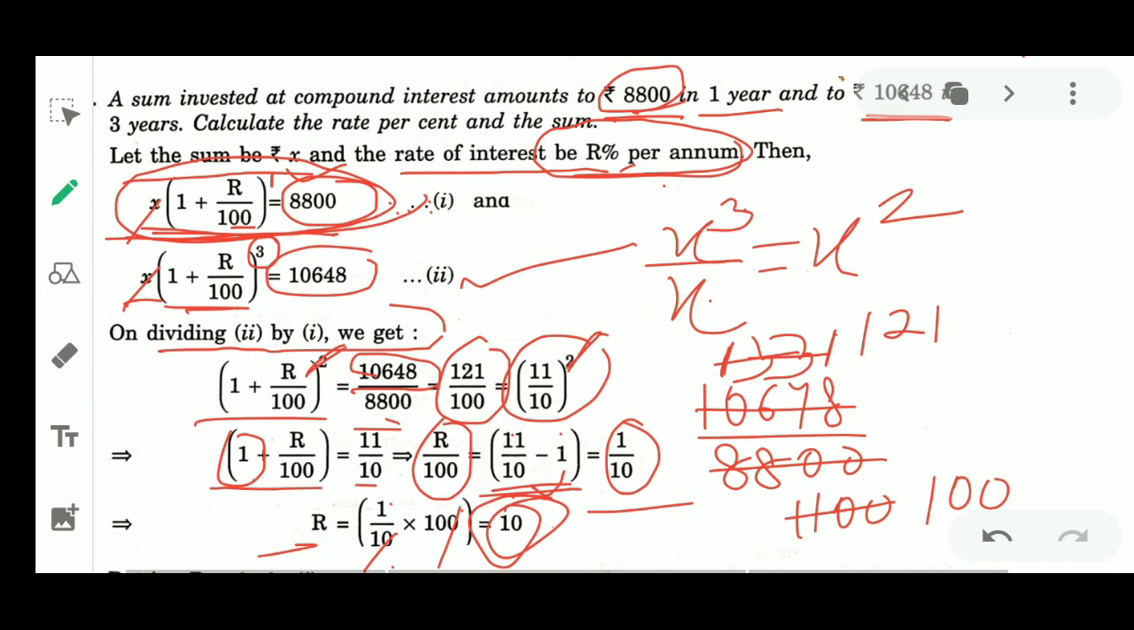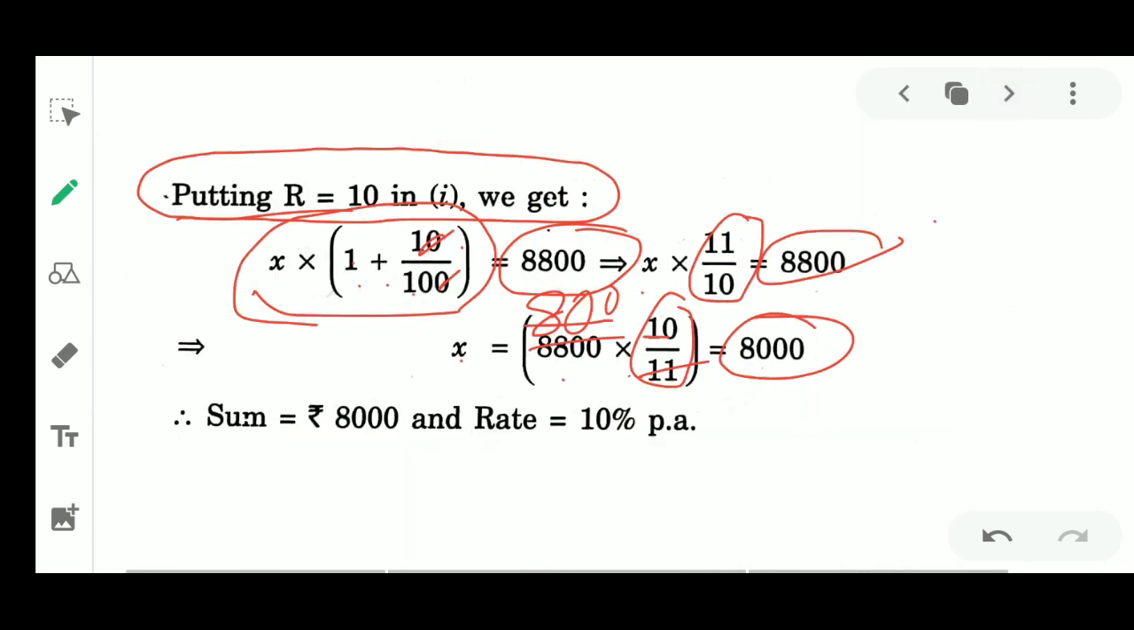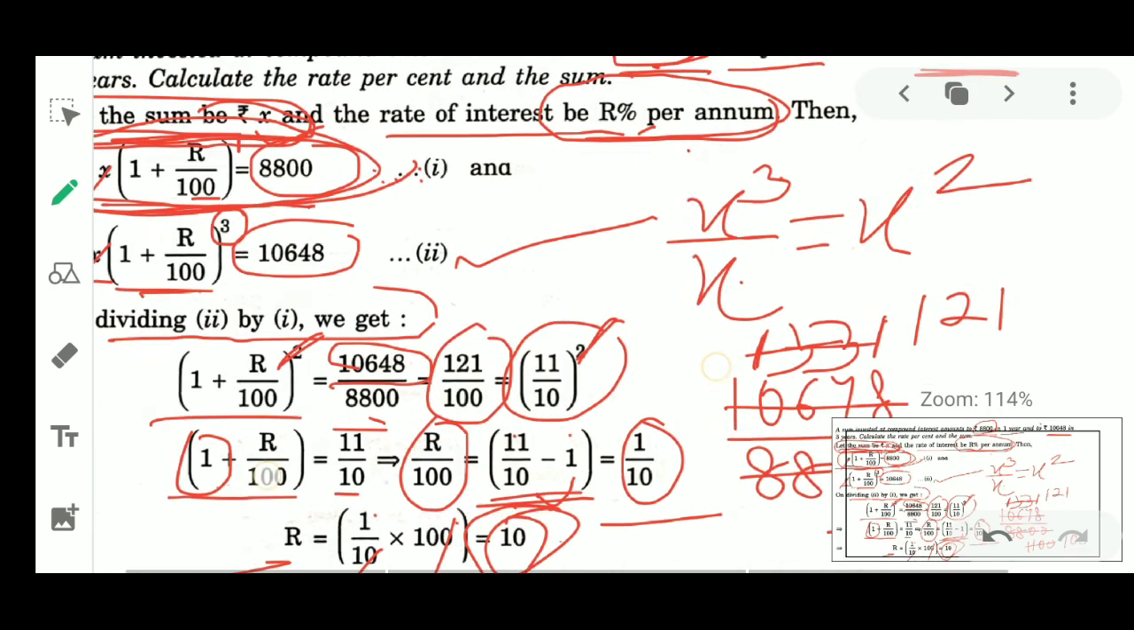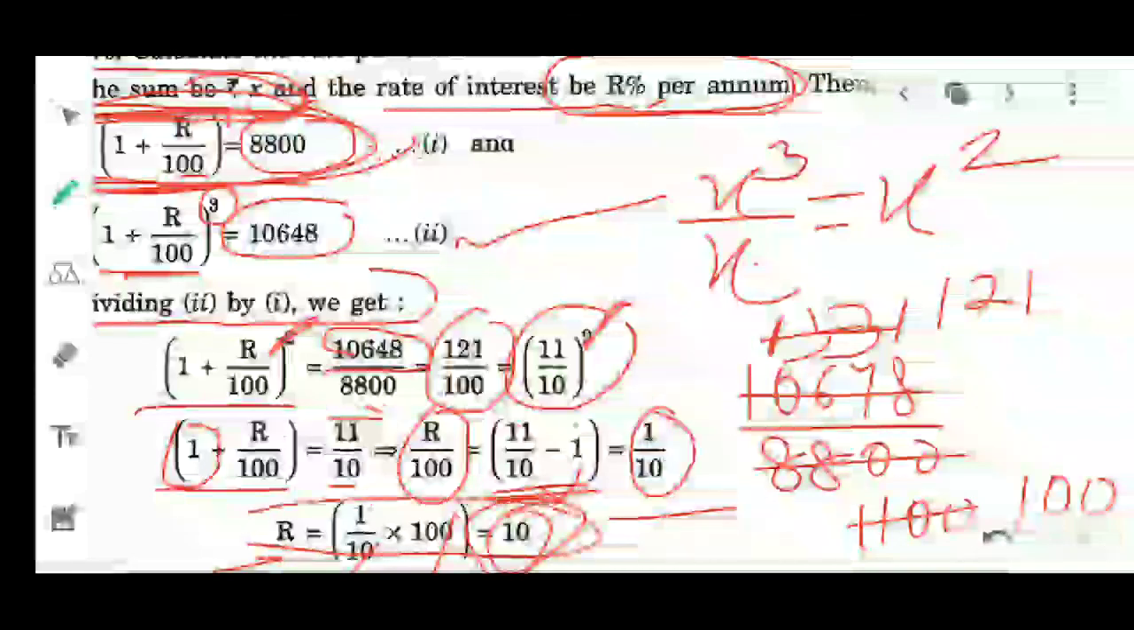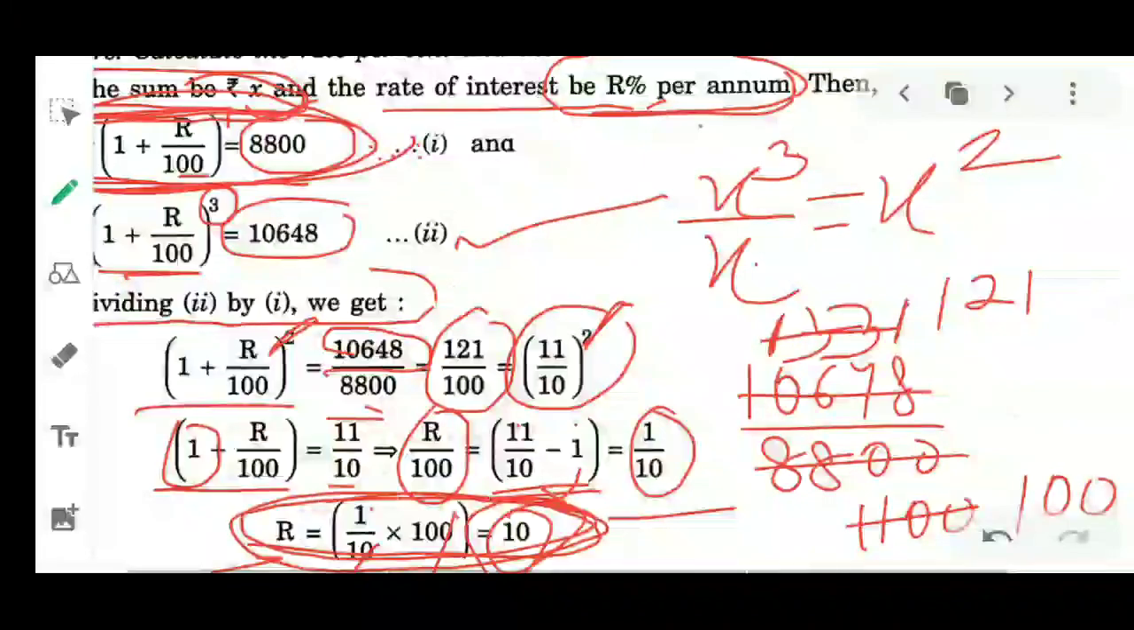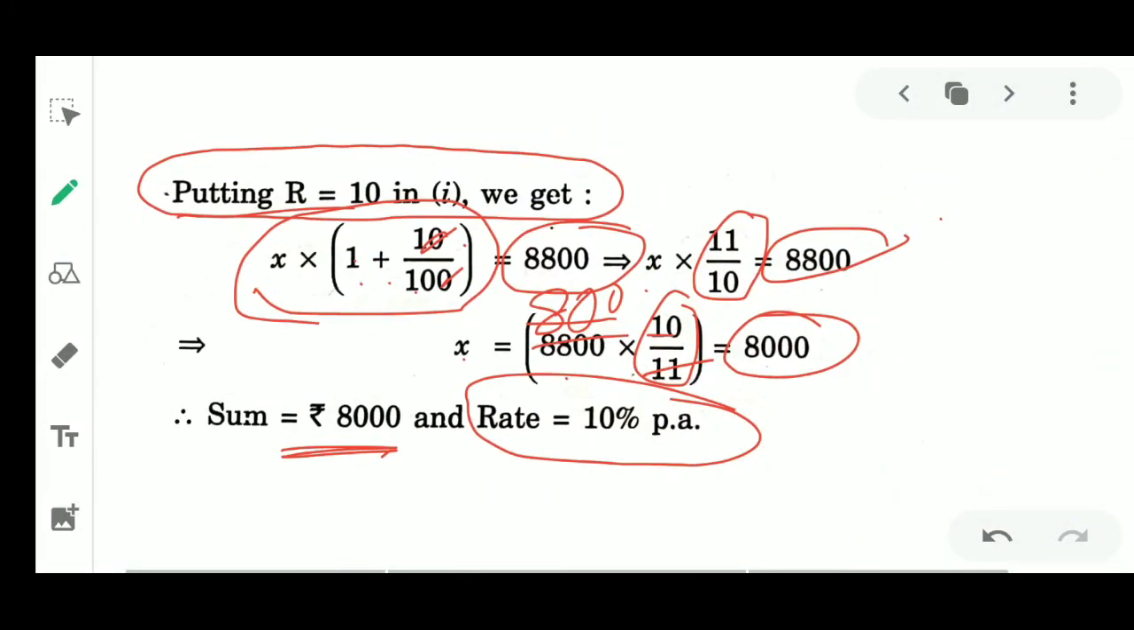As you can see, let the sum be x. We have taken x as the sum. So sum equals 8,000 and rate equals 10%. Here r equals 10. Okay, so the principal is 8,000 and the rate equals 10%.